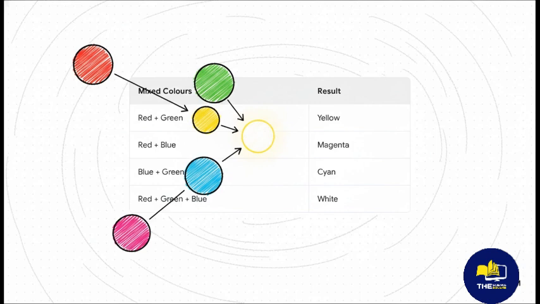Now, this might seem totally backwards from what you learned with finger paints in school. If you shine a red light and a green light onto the same spot, you don't get some murky brown, you get bright, brilliant yellow. And if you mix all three primary colors of light, red, green, and blue, you get pure white light again.